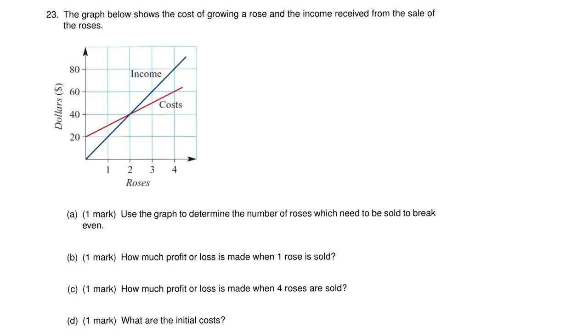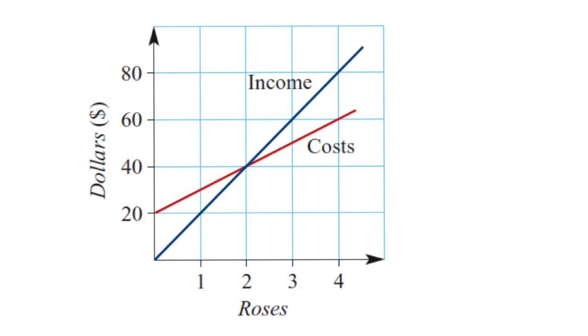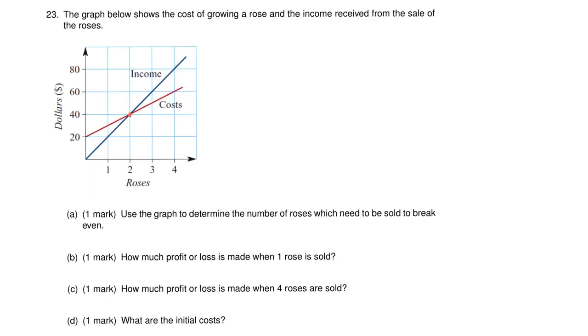It asks, what number of roses do we need to sell to break even? Now, the break-even point, if I just zoom in here to make it a bit easier, on a simultaneous equation like this is the point where they intersect. So in other words, it's right here. This is the point where my income and my costs are the same. In other words, I break even. I don't make or lose any money. From here, I can drop down and see that the number of roses I need to sell at that point is 2. Okay, 2 roses is the break-even point. So the answer to my first question is 2.